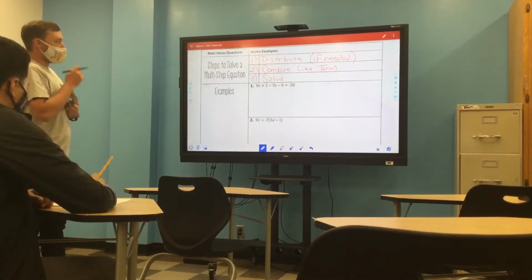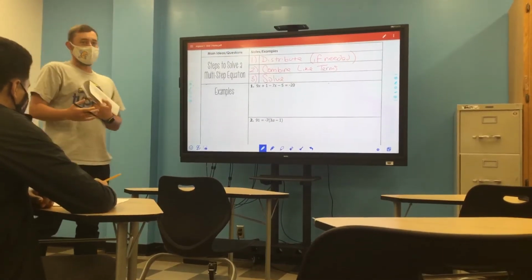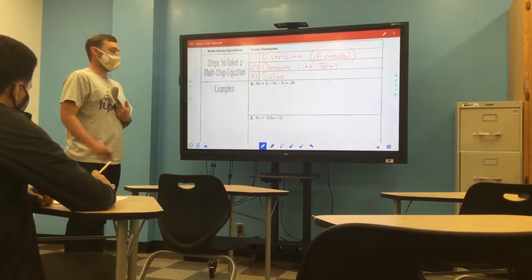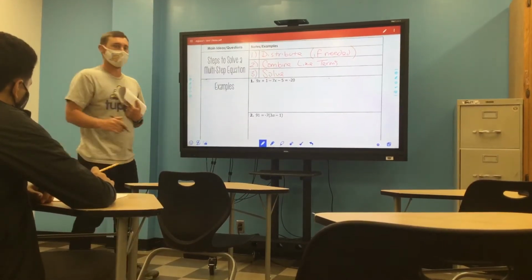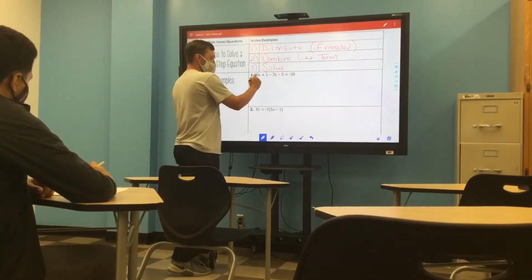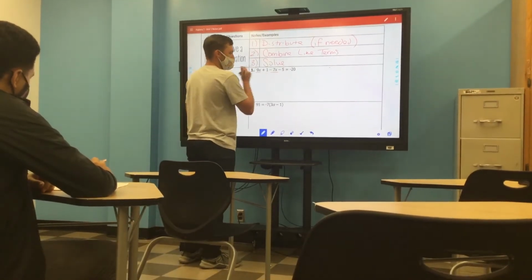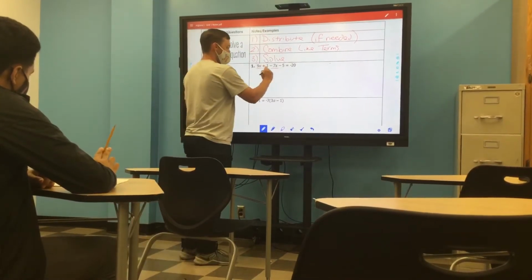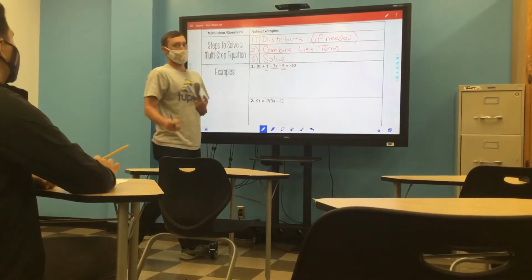So looking at a problem like number one, we don't have anything that we have to distribute. So from the start, we're just going to go ahead and combine our like terms. So we're looking for what's the same variable. We've got 9x, we've got negative 7x. Okay, you've got the constants. Those are your numbers without the variables.